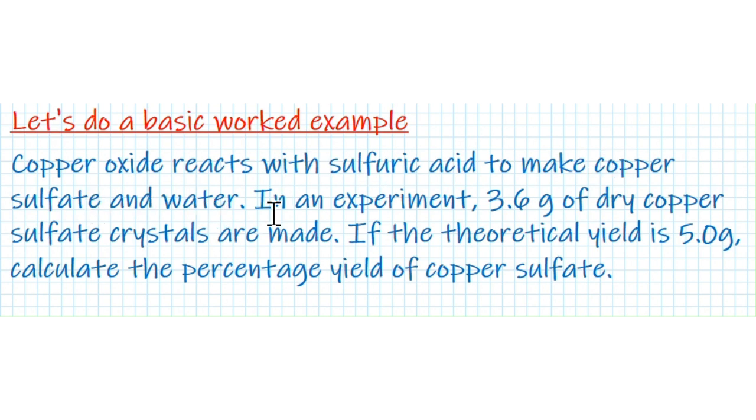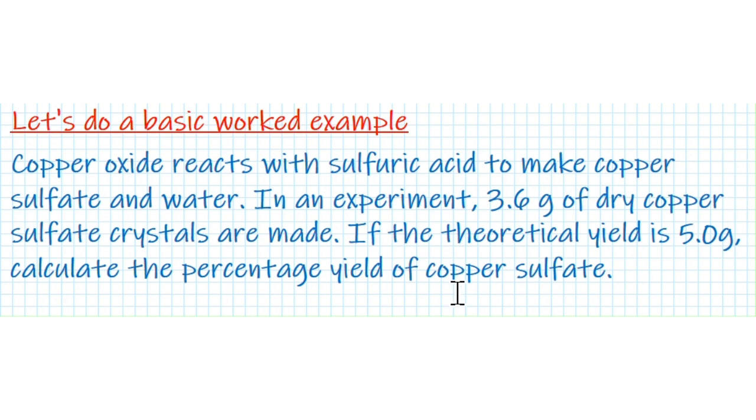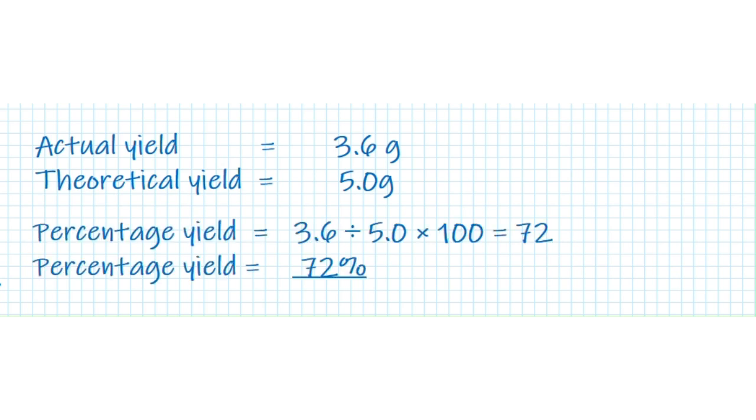Copper oxide reacts with sulfuric acid to make copper sulfate and water. In an experiment, 3.6 grams of dry copper sulfate crystals are made. If the theoretical yield is 5 grams, calculate the percentage yield of copper sulfate. So the actual yield is 3.6, theoretical yield is 5.0. We apply the formula, actual yield divided by theoretical times 100, 3.6 divided by 5 times 100, 72%.